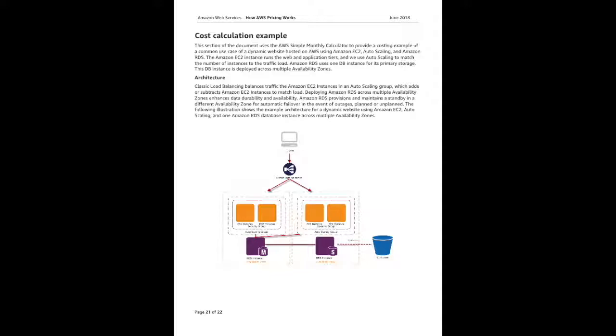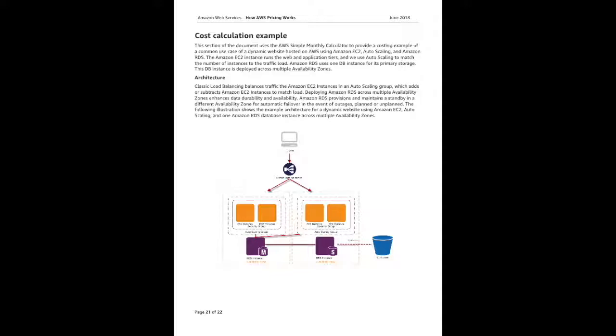Architecture. Classic load balancing balances traffic to the Amazon EC2 instances in an auto-scaling group, which adds or subtracts Amazon EC2 instances to match load. Deploying Amazon RDS across multiple availability zones enhances data durability and availability. Amazon RDS provisions and maintains a standby in a different availability zone for automatic failover in the event of outages, planned or unplanned. The following illustration shows the example architecture for a dynamic website using Amazon EC2, auto-scaling, and 1 Amazon RDS database instance across multiple availability zones.